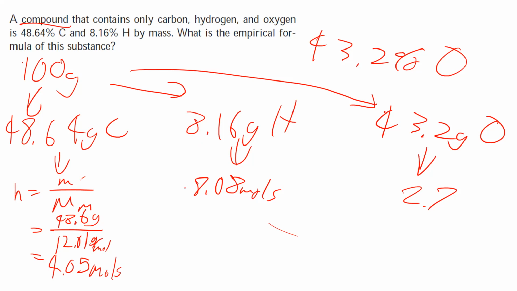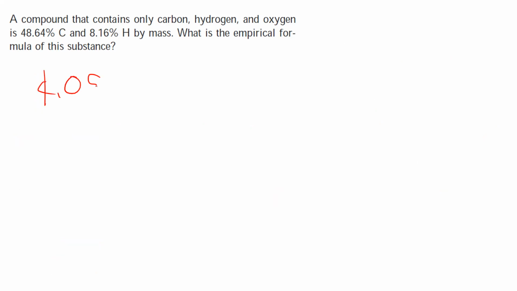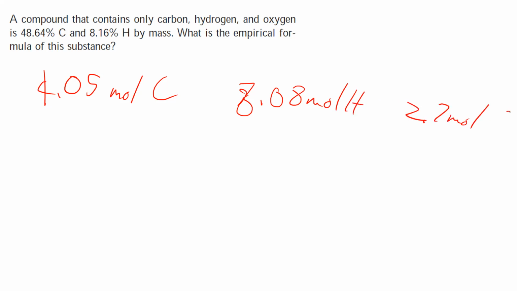Awesome. And then what you do is, let me write these numbers down. You get 4.05 carbon, 8.08 hydrogen, and 2.7 oxygen. Now you take these numbers, 4.05 moles of carbon, 8.08 moles of hydrogen, and finally 2.7 moles of oxygen, and you divide by the lowest number of these. In this case, 2.7 is the lowest number, so we divide all the numbers by 2.7.